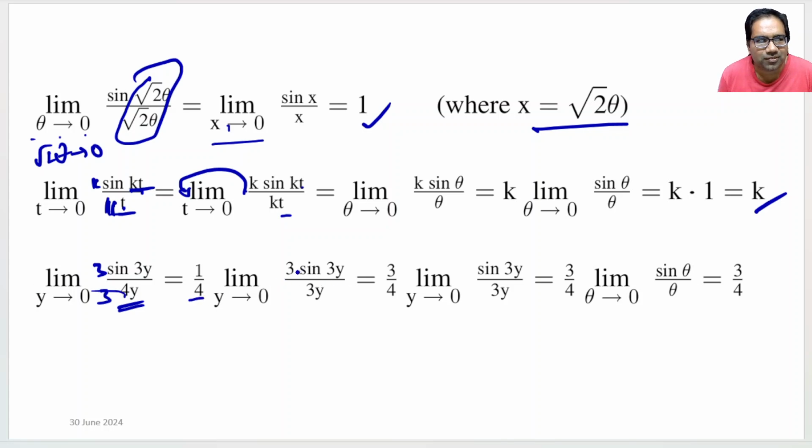Okay, we are bringing this 4 outside. Then 3 sin 3y by 3y. Obviously, if y is tending towards 0, 3y will also tend to 0. So then the limit of sin 3y by 3y is equal to 1. So this becomes 3 by 4.